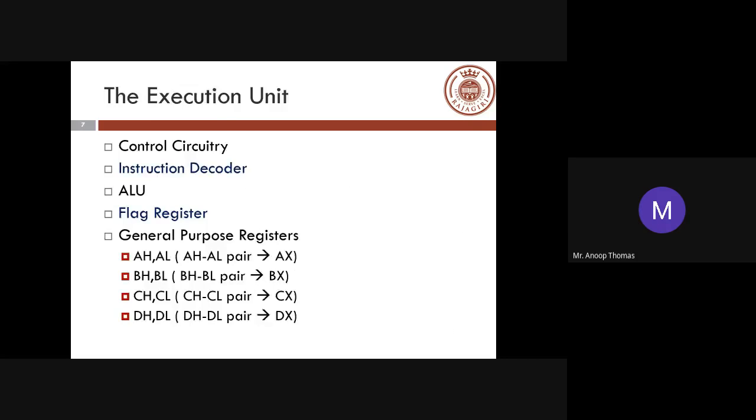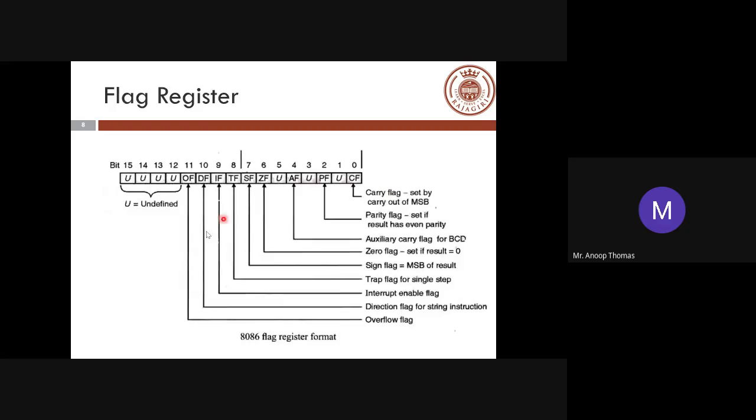This is your flag register, which is there inside the execution unit. It's a 16-bit register. Since it's a 16-bit data bus and 16-bit is the set of values which are going through the 8086, almost every address or value associated with your 8086 will be 16-bit. So here it's a 16-bit register, and lots of bits are undefined. You have the carry flag, the parity flag, the auxiliary carry flag, the zero flag, and the sign flag. Everything is the same as your 8085. I think this is bitwise compatible with 8085.